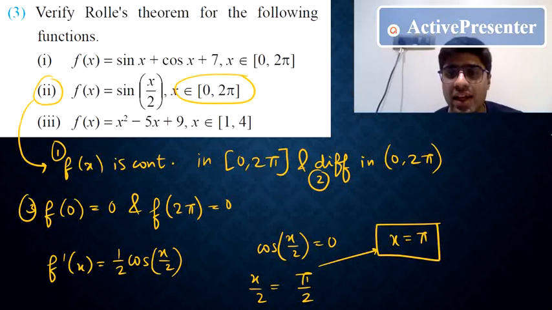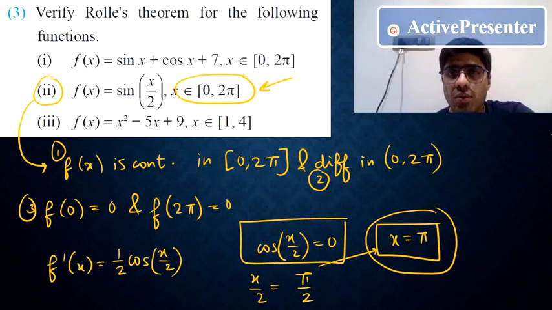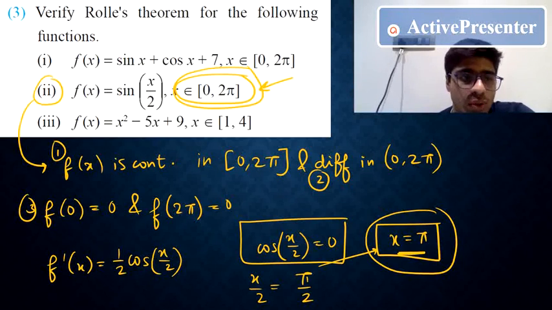So we see that at x equal to pi, that is for at least one value in the given interval, the derivative was equal to 0. And that's how we are verifying Rolle's theorem, because in this question the function satisfied all conditions of Rolle's theorem, and that is why in the given interval we got at least one point, that is x equal to pi, where the derivative was 0.